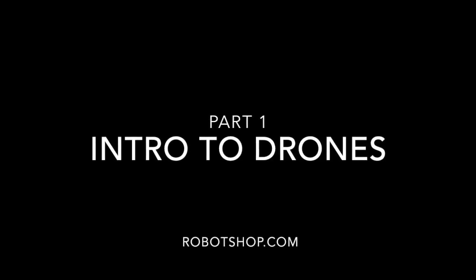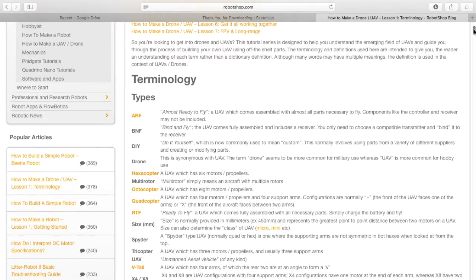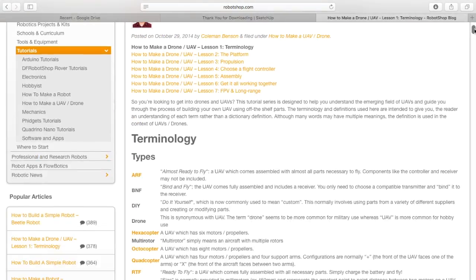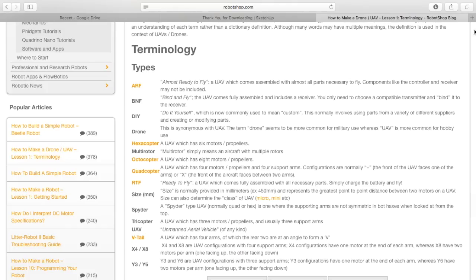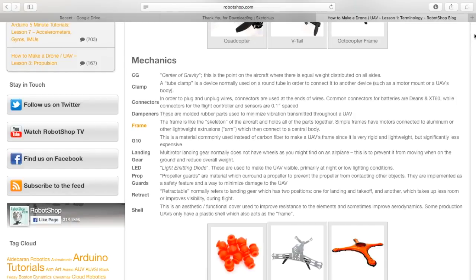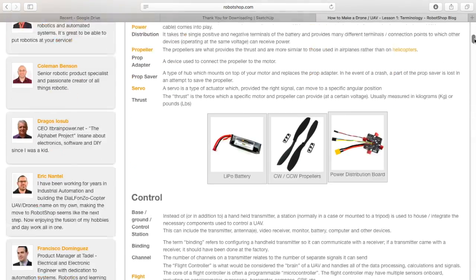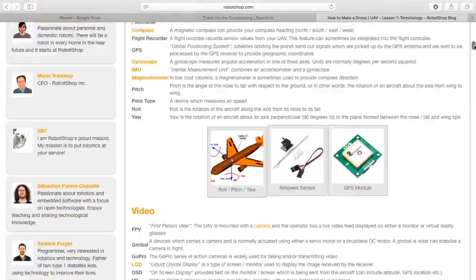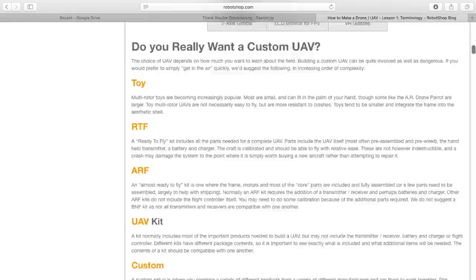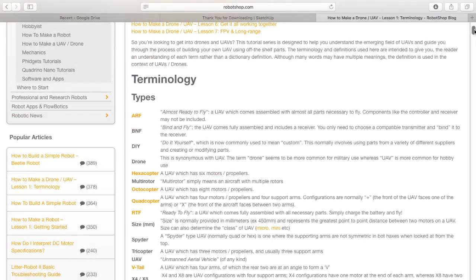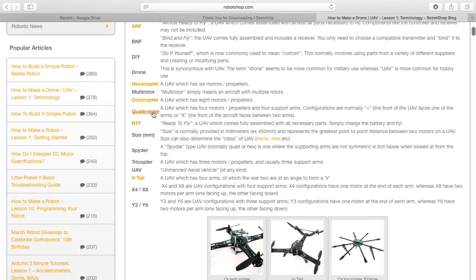Part 1 is Intro to Drones on robotshot.com. Lesson 1 is about the different terminology that is related to drones. There are various terms, as you can see on the screen, that are related to drones, mechanics, propulsion, different subjects that we can get into later on. One of the most important terms that we should focus on is quadcopters, because that is the most common type of drone and one of the drones that we will be using.